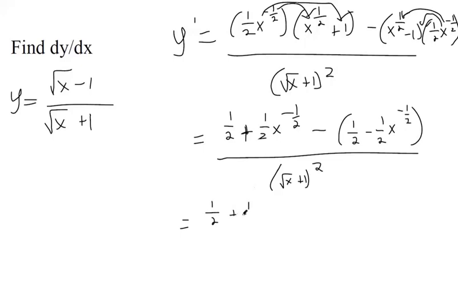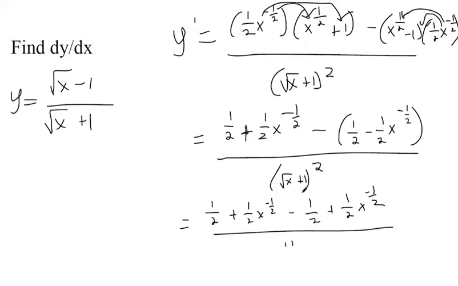Okay, so I'm going to distribute that minus sign, so that's now minus a 1/2, and now this is a plus. Oh, this is going to be beautiful. Plus 1/2 x to the negative 1/2 power, all over that bottom. I'm just going to leave it like that. Look, 1/2 minus 1/2 makes nothing. And 1/2 x to the negative 1/2 plus 1/2 x to the negative 1/2 makes a whole x to the negative 1/2. And this is all over square root of x plus 1 squared.